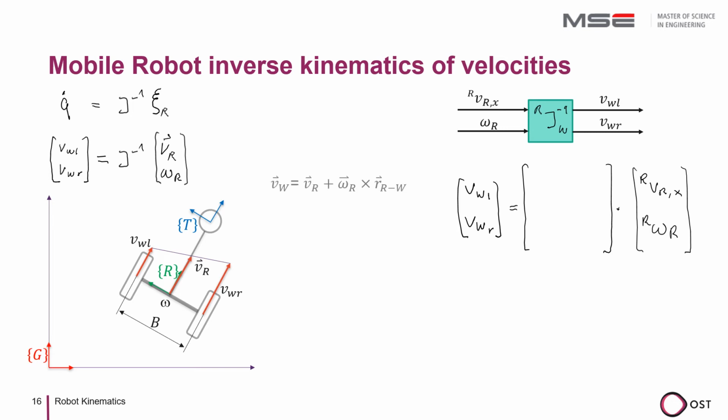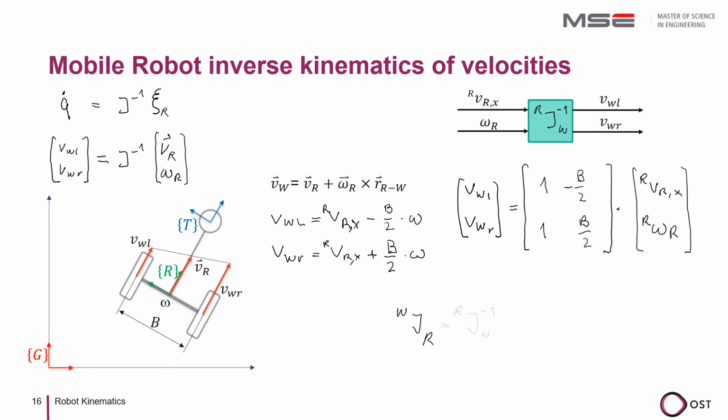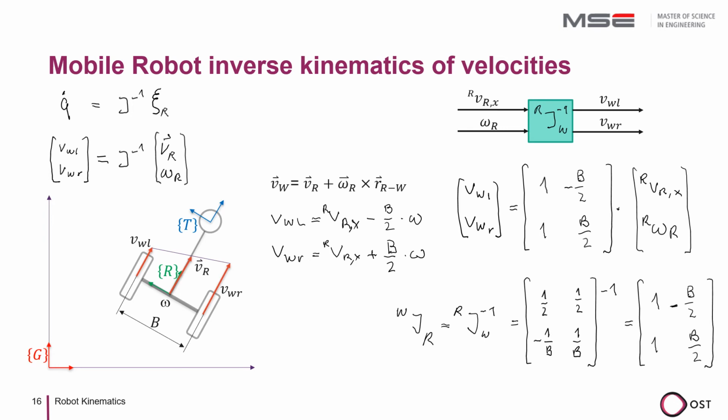We start from the same relative kinematic equation that we have used before. If we use it to calculate the velocities of the wheels, the velocity of the left wheel is reduced by omega multiplied by b half and increased by the same amount for the right wheel. With this, we find the equation for calculating the wheel speed and thus the inverse Jacobian matrix.